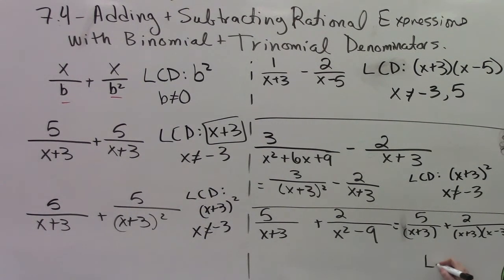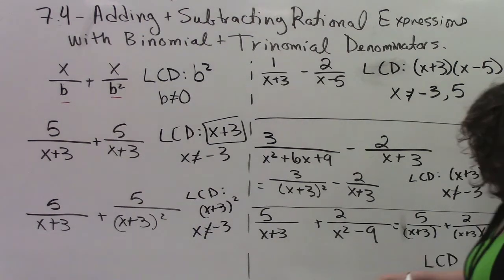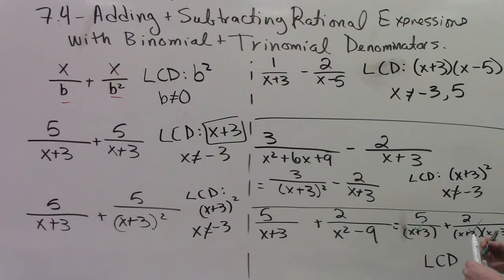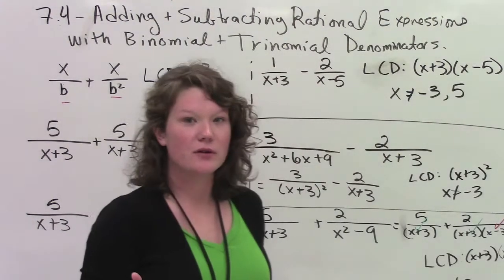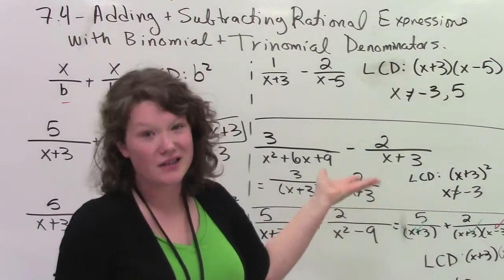So our lowest common denominator is going to be x plus 3 times x minus 3. Hopefully you can see that. Maybe not. Sorry, lowest common denominator, x plus 3, x minus 3. X cannot equal plus or minus 3. This right here is just the baby step beginning blocks for the questions, but if you understand this, this is kind of the toughest part.